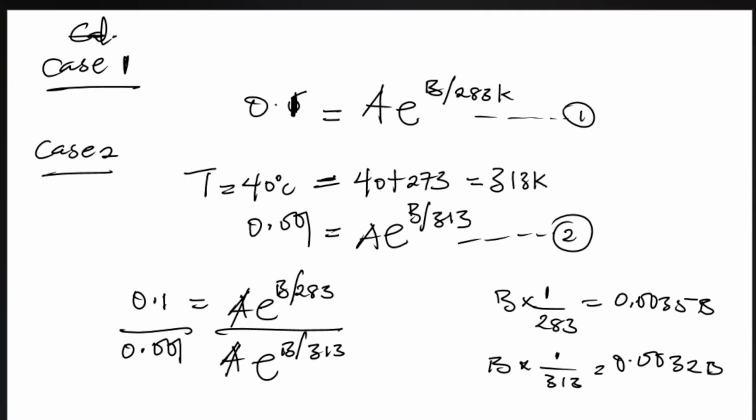0.0035b. So what you have here will now be exponential raised to the power of 0.0035b, dividing exponential raised to the power of 0.0032b. Are we together? And this is your b as well. So what do you have here?